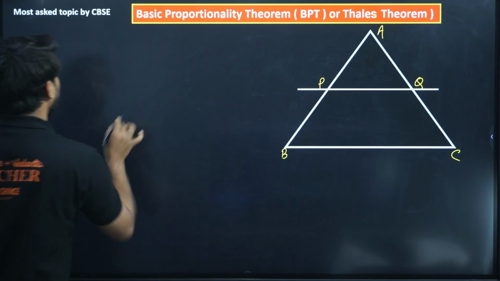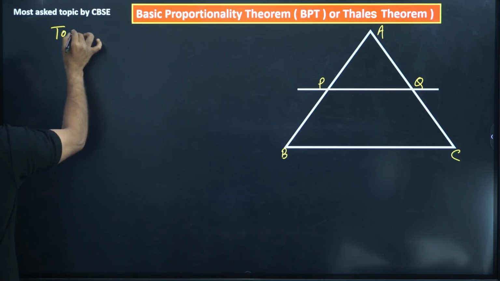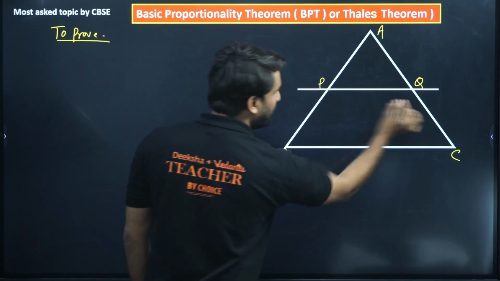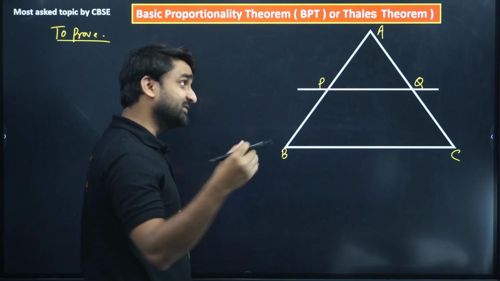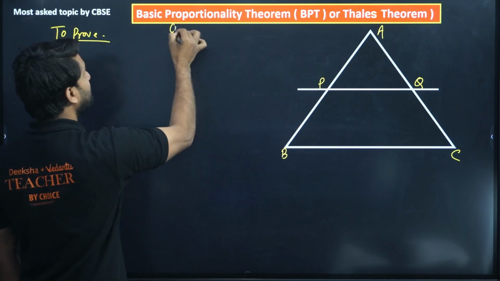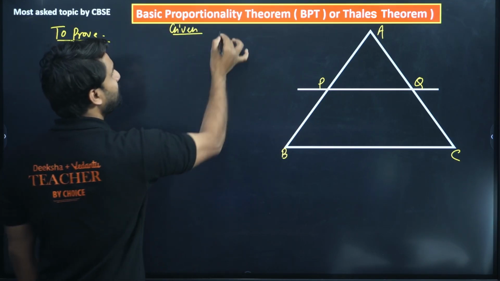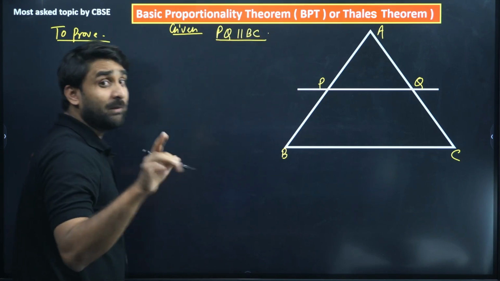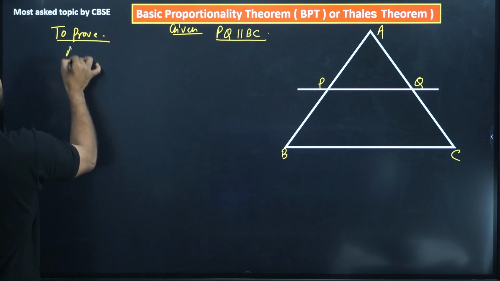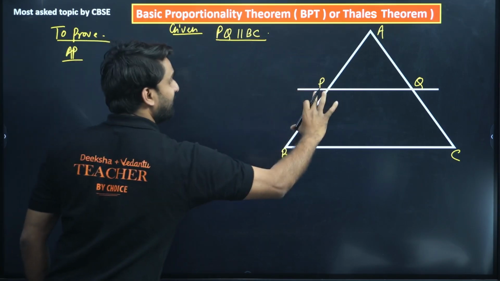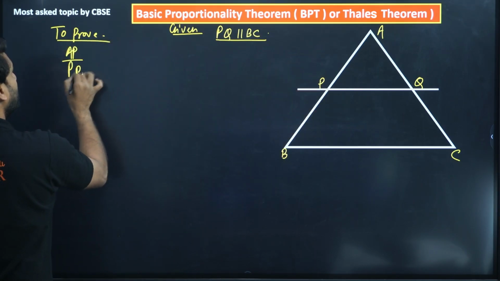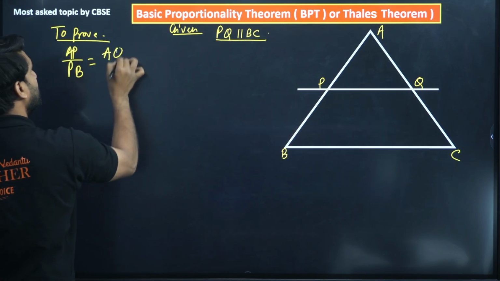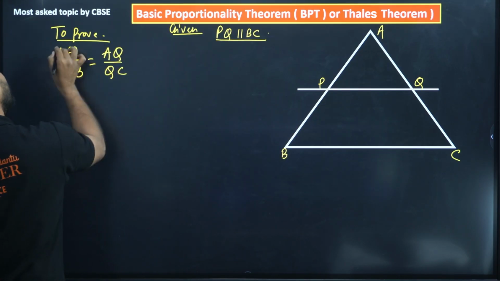So what we have to prove here? Listen, PQ is parallel to BC. This is given to you. So given is PQ parallel to BC. And what we have to prove? We have to prove AP divided by PB is equal to AQ divided by QC. We have to prove this.